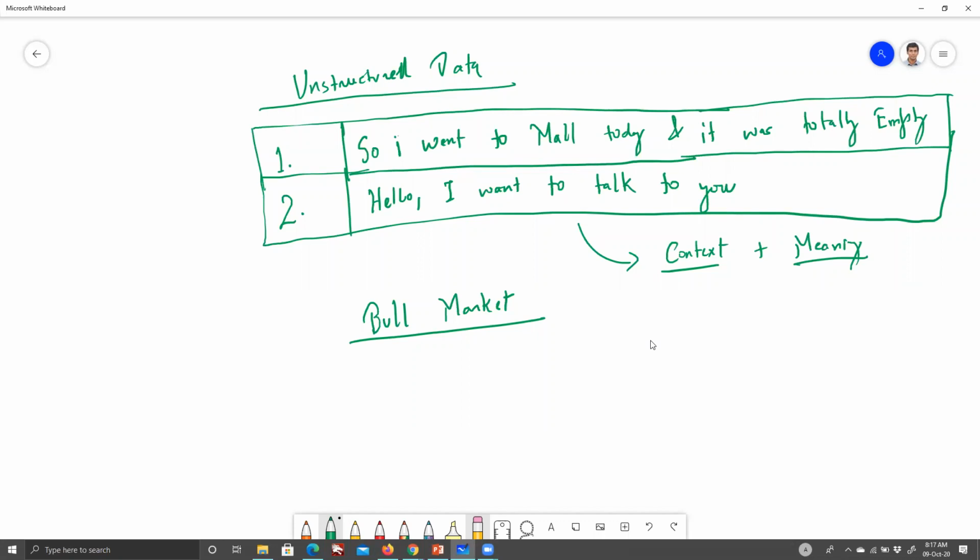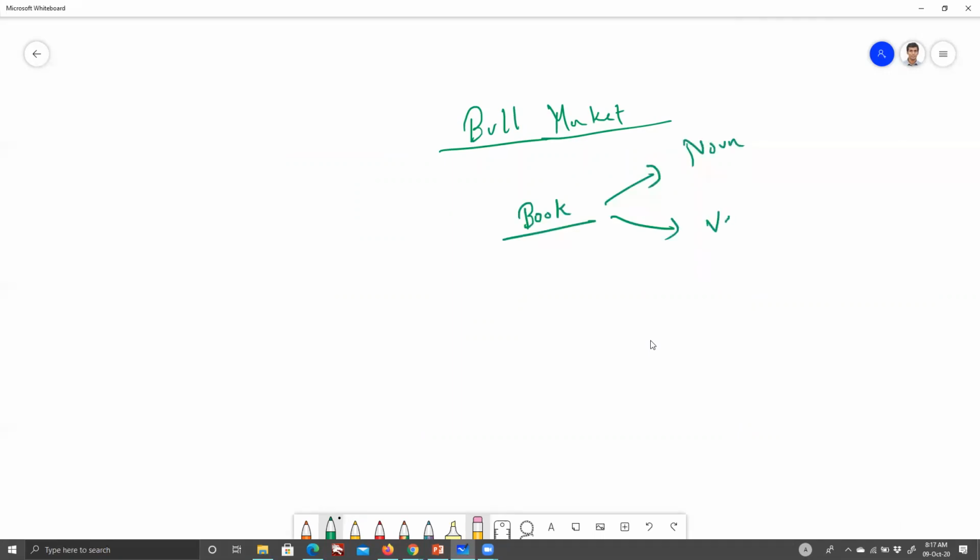Now it's just not that simple. Bull itself can be used depending on context. So bull market can be understood in different contexts depending on what context we are setting. Forget about that. Even a simple word can be used in two ways. Book can be a noun and book can also be a verb. Have you noticed that ever?